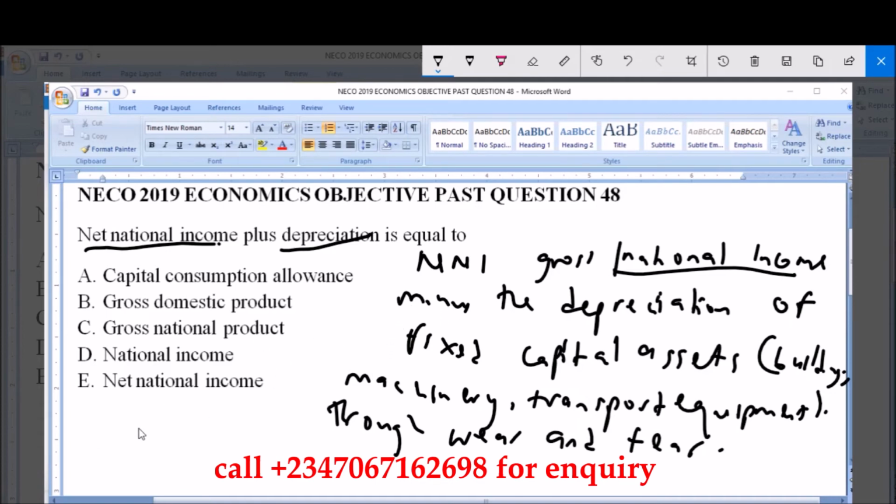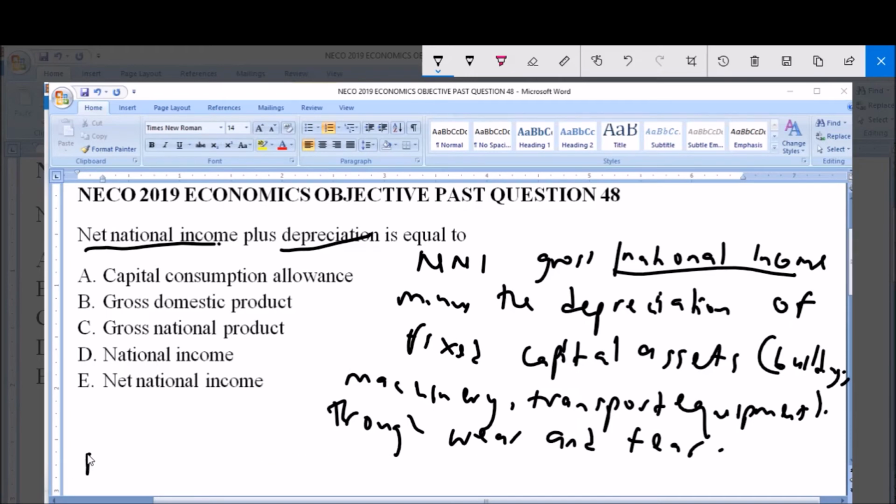So it means that if you add net national income to depreciation, what it gives is the national income or the gross national income. So the correct answer is option D, national income.